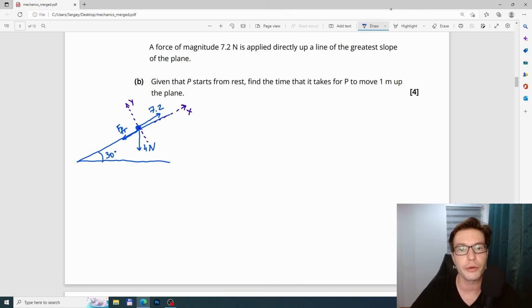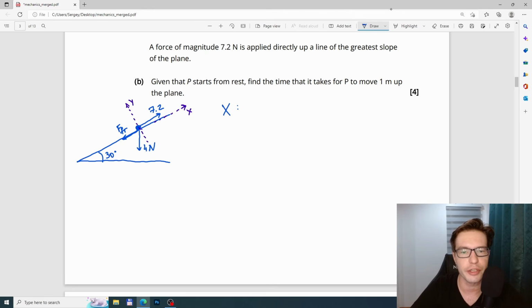Okay, now in question B, we're going to apply the force 7.2 newtons directly up, and then we have to find the time that the particle P takes to move 1 meter. So first I'm going to find the acceleration by writing the second Newton's law on the x-axis.